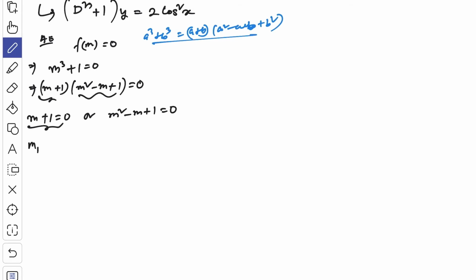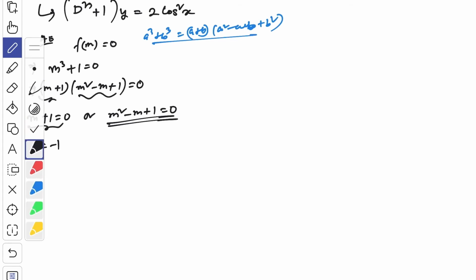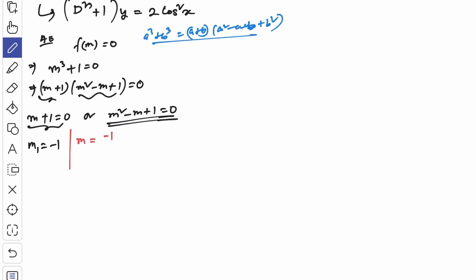So from here we will get one root, that is m1 equals minus 1. This is one root, and the other roots will be obtained from this equation. If you solve this equation using the quadratic formula, then m is equal to minus 1 plus minus root over minus 1 squared minus 4 into 1 into 1, by 2 into 1. So using that, here it will be 1 plus minus root of minus 3, over 2.